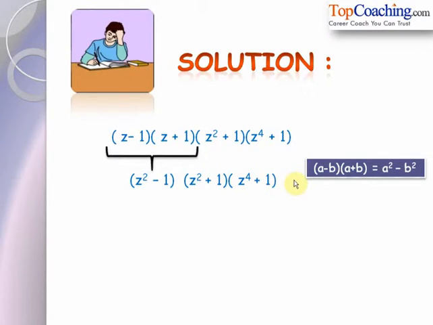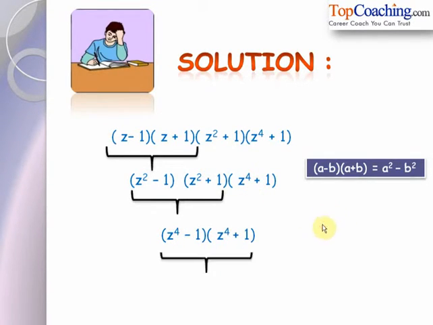Now again, in the next step, we combine these two terms, z square minus 1 and z square plus 1. Again, we are going to use the same identity, and what we get is (z to the power of 4 minus 1) into (z to the power of 4 plus 1). So when we combine these two terms, we get the answer as z to the power of 4 minus 1, and we keep this as it is.